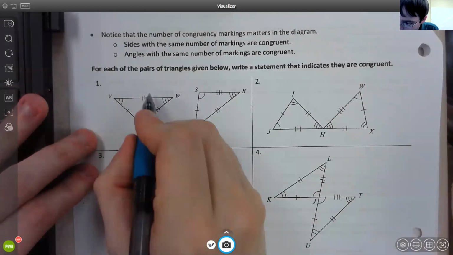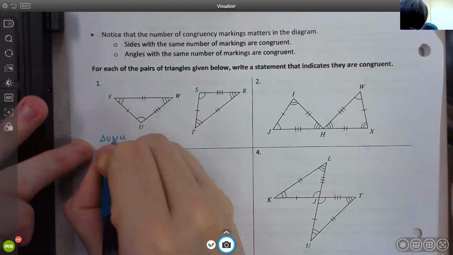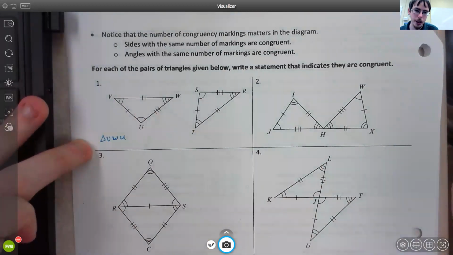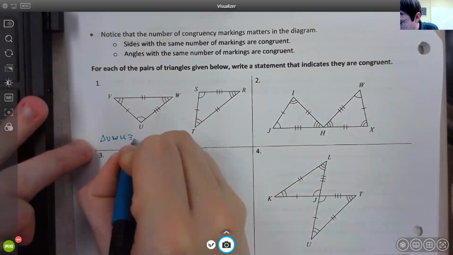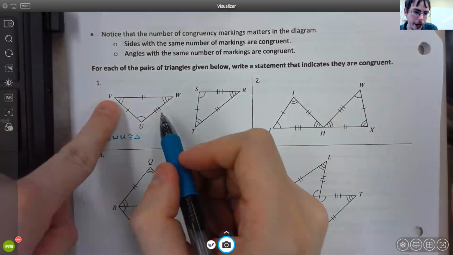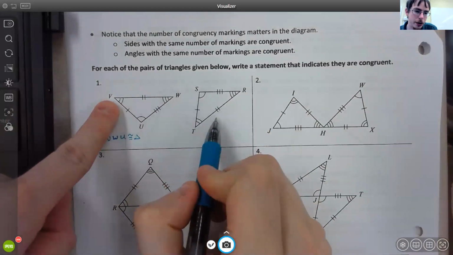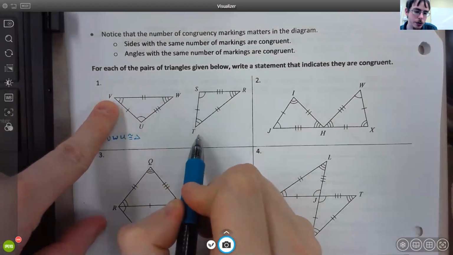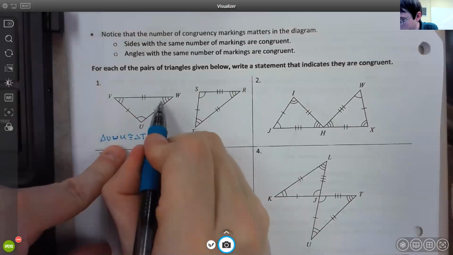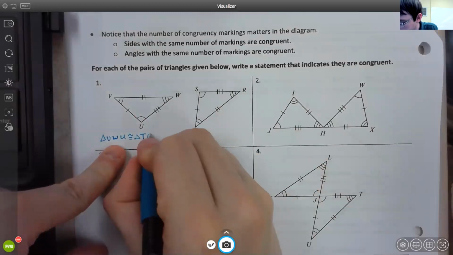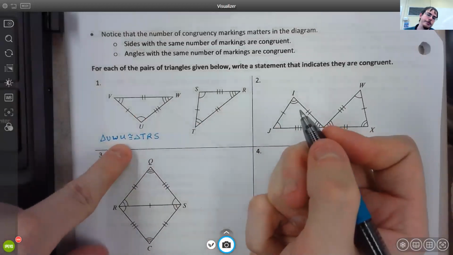So let's take, for example, I'm going to write this as triangle VWU. Now, the order matters the way you write these congruent statements. So triangle VWU is congruent to triangle. Now, V has 2 angle markings here. What angle from the other triangle has 2 markings? Well, that would be angle T. So we write T first, then we go to W. It has 3 markings. R does as well. And then U has 1, and the only one left is S.